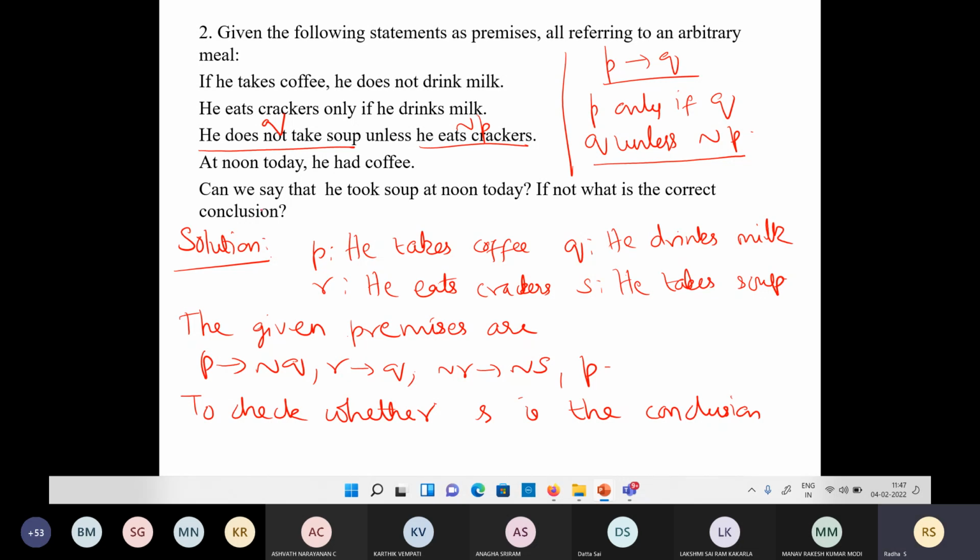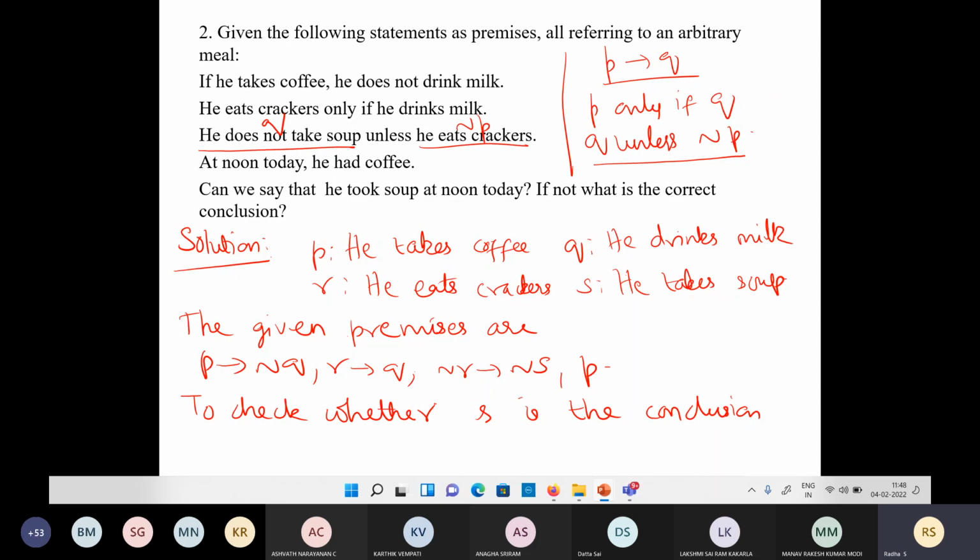Can we say that he took soup at noon today? Okay, that is P. So combining all these four statements. Oh, I'm sorry. P is nothing but he had coffee. So all these four statements are given premises. We have to check whether the conclusion is he took soup at noon today. Whether yes is the conclusion, you have to check. If yes is not the conclusion, then what is the conclusion?